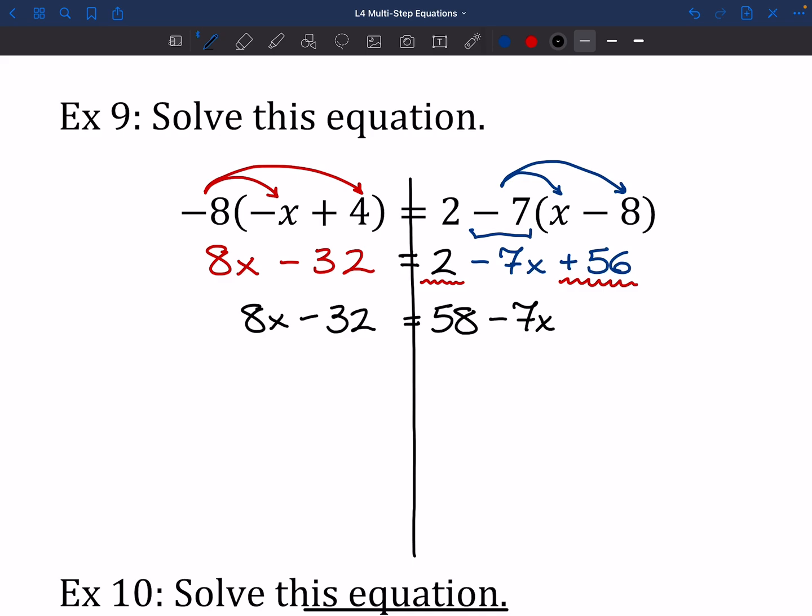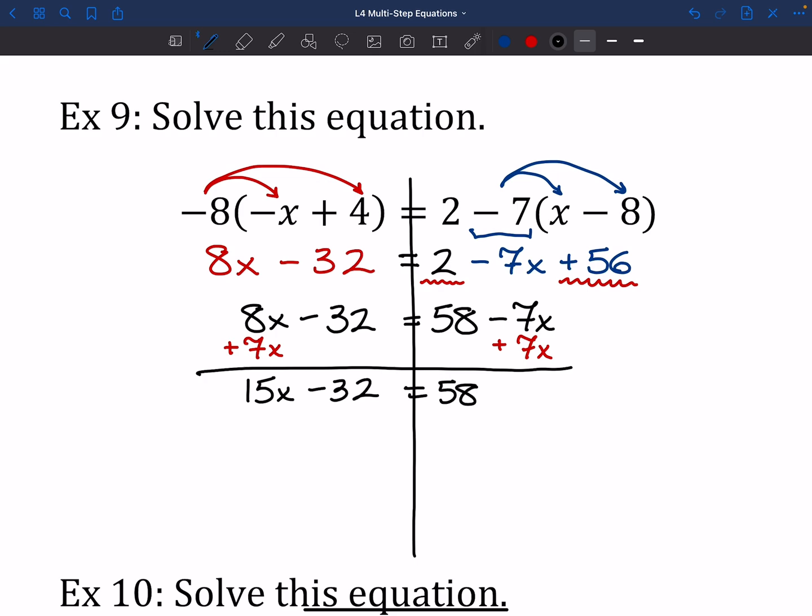Okay. So after that, we've got to move all our variables over to one side. All right, so how about this? Let's add 7x to both sides to move them over to the left. Because why not? All right, 8x plus 7x is 15x, with that minus 32 still there. We've got 58 over on the right, and those 7x's are gone. And so all my variables are on the left.